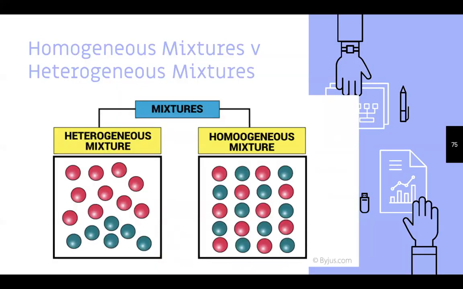Homogeneous versus heterogeneous mixtures. This is a picture basically where you can tell the heterogeneous won't interact. You can see the separation of the red and the green. However, the homogeneous mixture will interact, and you can see how they're all combined.